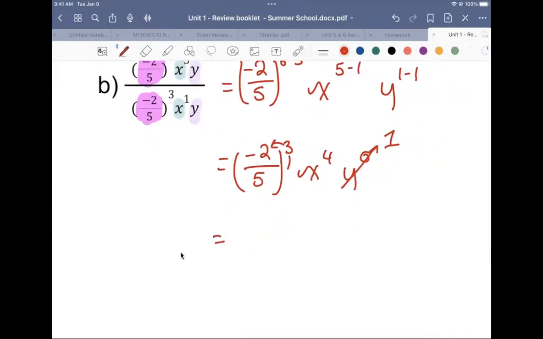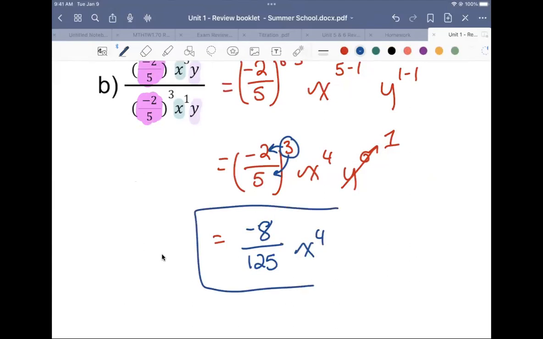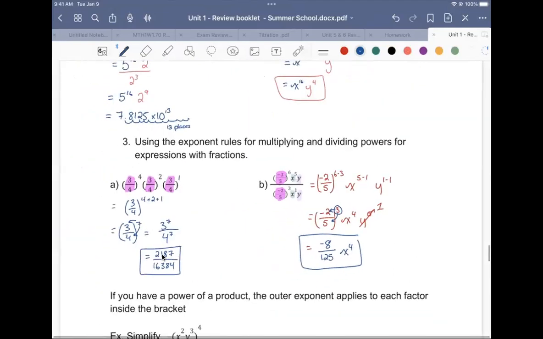And now I'm just going to bring this out to see if I can get that into a more simplified fraction. So negative 2 to the power of 3 is going to give me negative 8. It's an odd power, so we know it's still negative. Over 5 to the power of 3 is 125, x to the 4. And let's just see if 8 over 125 can be simplified. I don't believe it can. So again, that is our final answer.